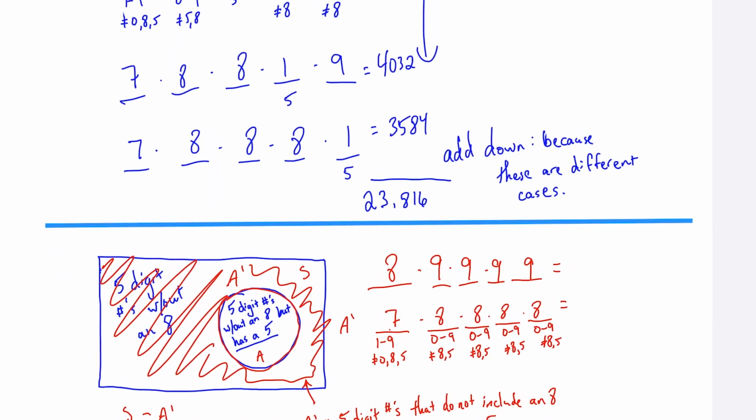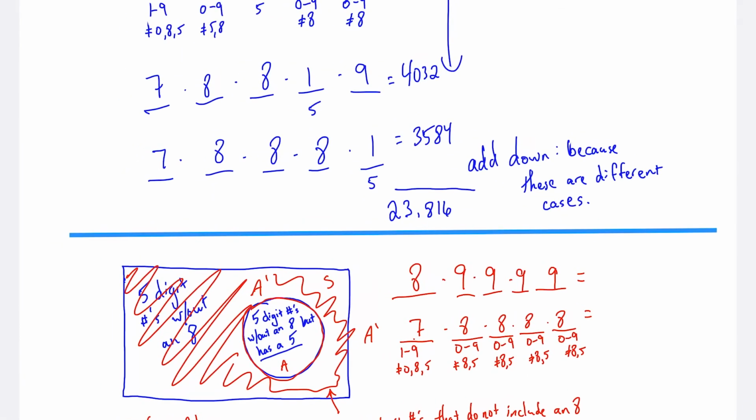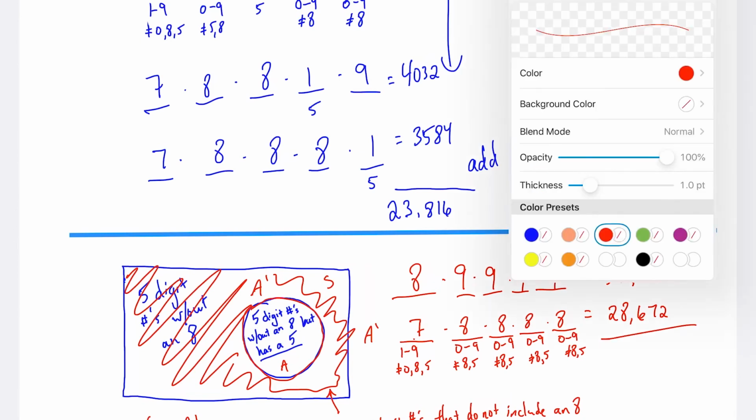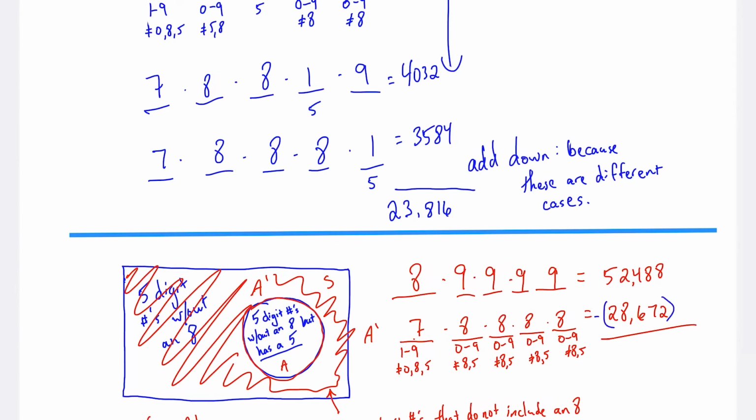So what you'll find out is 8 times 9 times 9 times 9 times 9 is 52,488. And 7 times 8 times 8 times 8 times 8 is 28,672. And we're trying to remove these options right here. So we're going to subtract these two from each other.